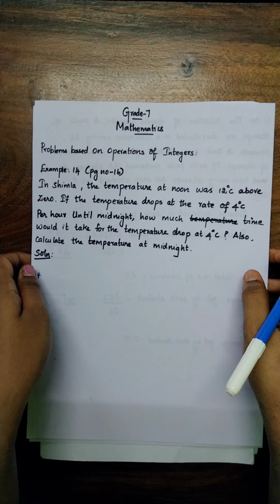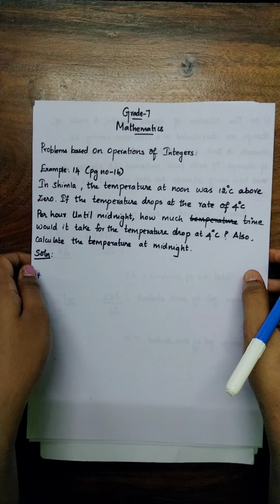Okay, our chapter name is integers. Under the chapter, we have already completed properties of addition, subtraction, multiplication, and division. Now we are looking at problems based on operations of integers. We have already completed many problems. Today's problem is on page number 16, example 14.